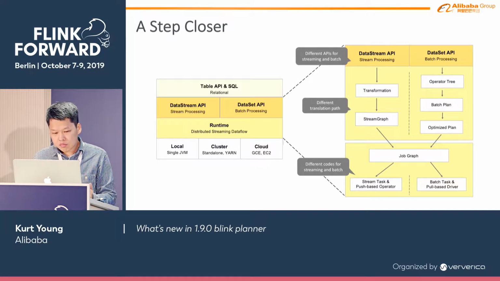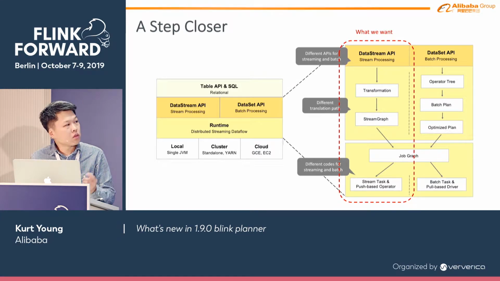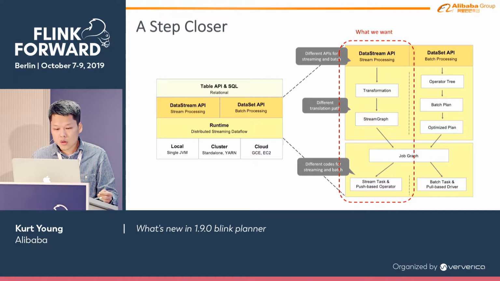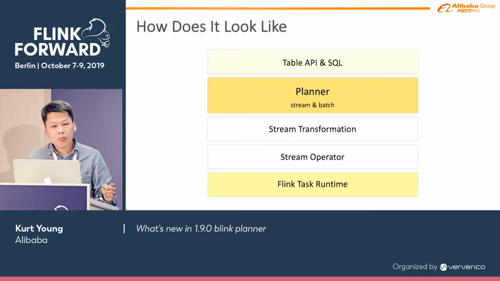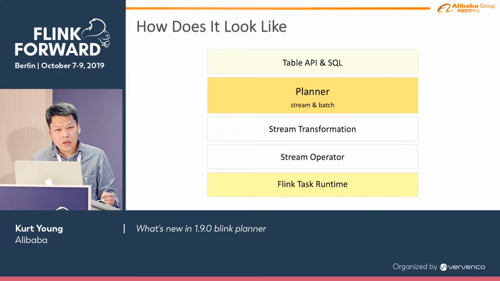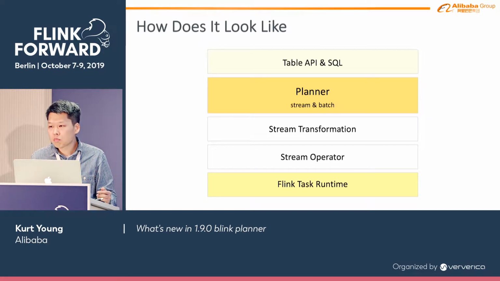So after some research and some POCs, we figured out that the only thing we need is actually the streaming side. We can unify the whole architecture into this part. So this is maybe what the future stack looks like, a more unified one. We have a unified API. Below that, we have a unified planner that can do both batch and streaming. And we will translate the program into a unified DAG representation, which consists of stream transformations and operators.